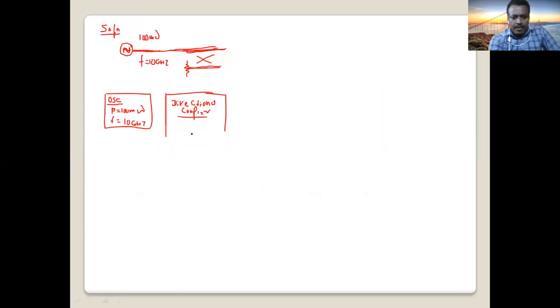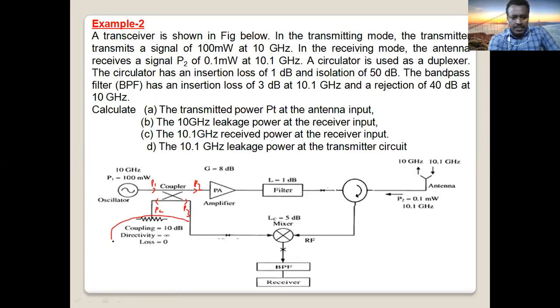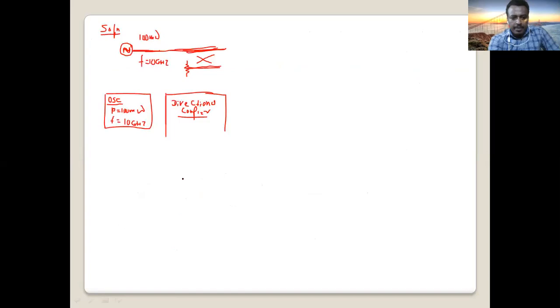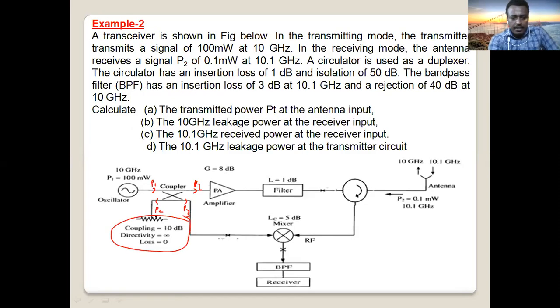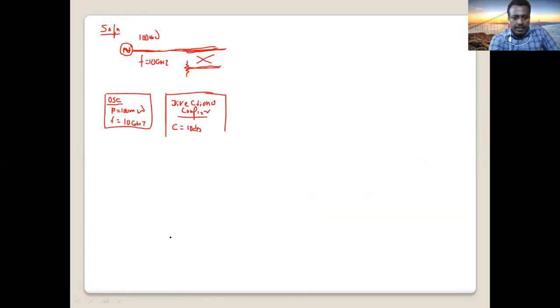As given in the specification here, this coupler has coupling C of how much? 10 dB. This coupler is a 10 dB coupler. Another given: directivity is infinity. And insertion loss for this coupler is 0. No loss due to the coupler. Okay, these are given for the directional coupler.